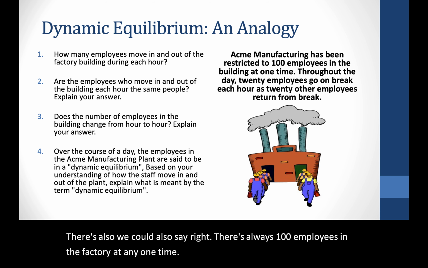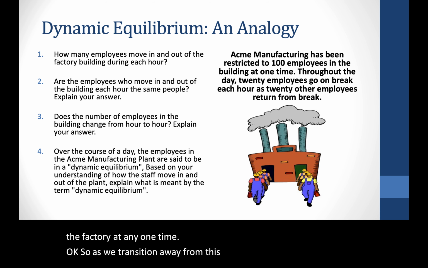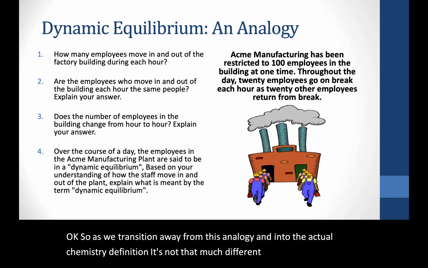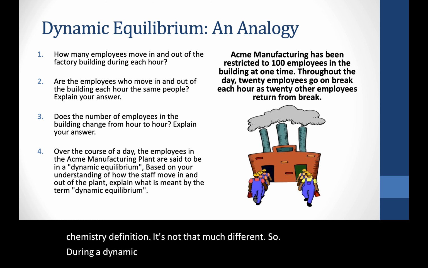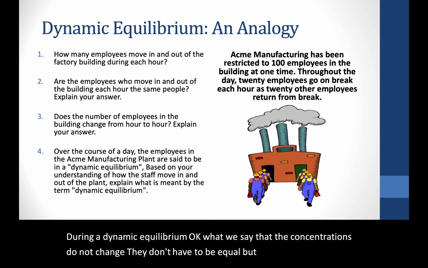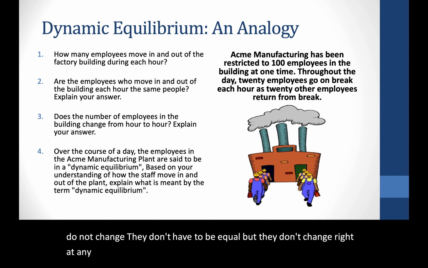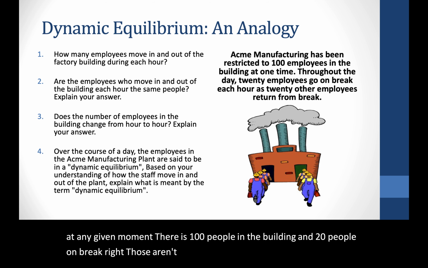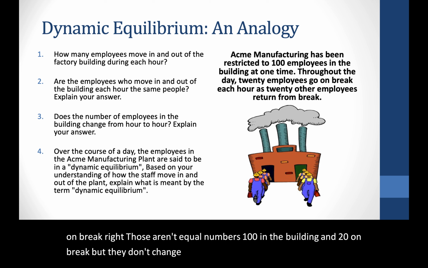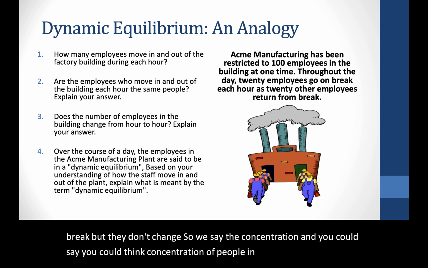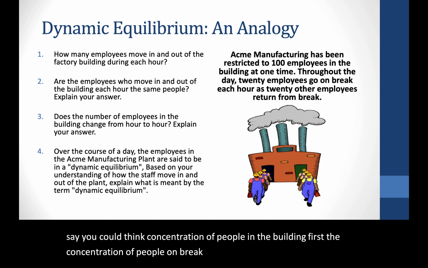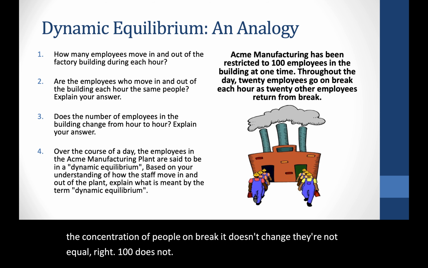We could also say there's always 100 employees in the factory at any one time. Okay, so as we transition away from this analogy and into the actual chemistry definition, it's not that much different. During a dynamic equilibrium, the concentrations do not change. They don't have to be equal, but they don't change, right? At any given moment, there's 100 people in the building and 20 people on break. Those aren't equal numbers, but they don't change.